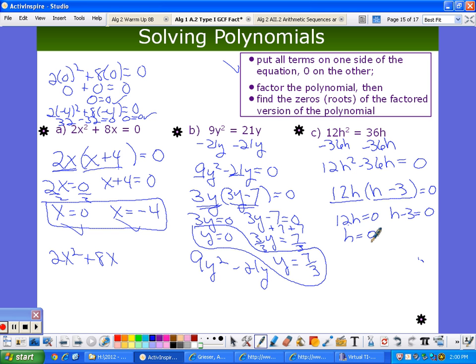Same thing, right? Zero product property once again. And if h minus 3 equals 0, h equals 3. Two solutions: h equals 0, h equals 3. If you were to plug 0 in, or if you were to plug 3 in, you would get a true statement. They are solutions. Questions?